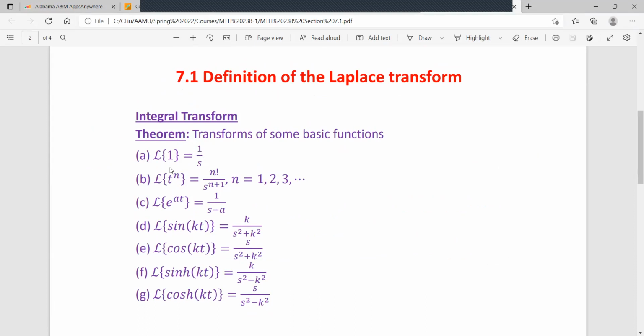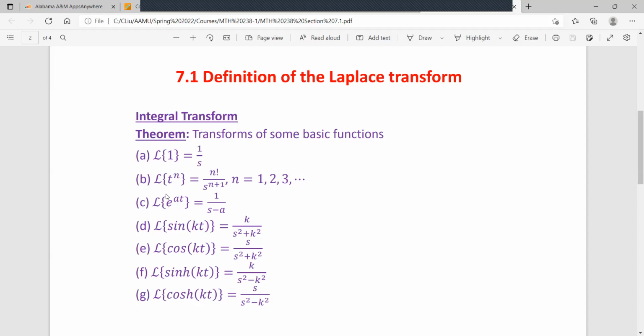And you can also take the Laplace transform of t to the n, f of t equals t to the n, and then you just integrate the whole thing with the exponential. You probably need to do integration by parts n times. And at the end, what you get is n factorial over s to the n plus 1. Here n is given in the problem itself, where n is 1, 2, 3, 4, all these natural numbers.